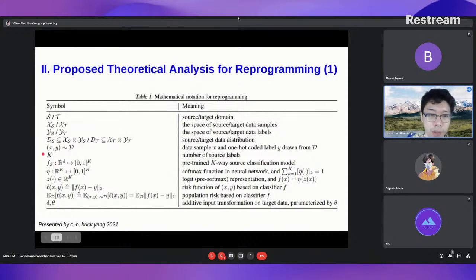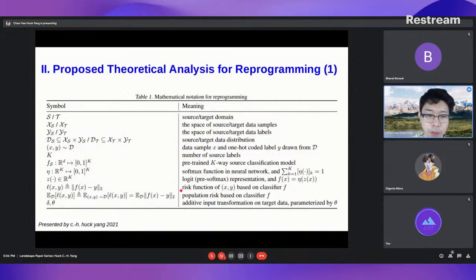So we have the K as a notation here. For a pre-trained K-way source classification model, the model does a softmax prediction between 1 and 0 on this K. And we have a constraint on this neural network: since they are softmax, the sum of the softmax should be equal to 1. Then we have the pre-softmax logit, which is the representation after the deep representation power before the softmax.